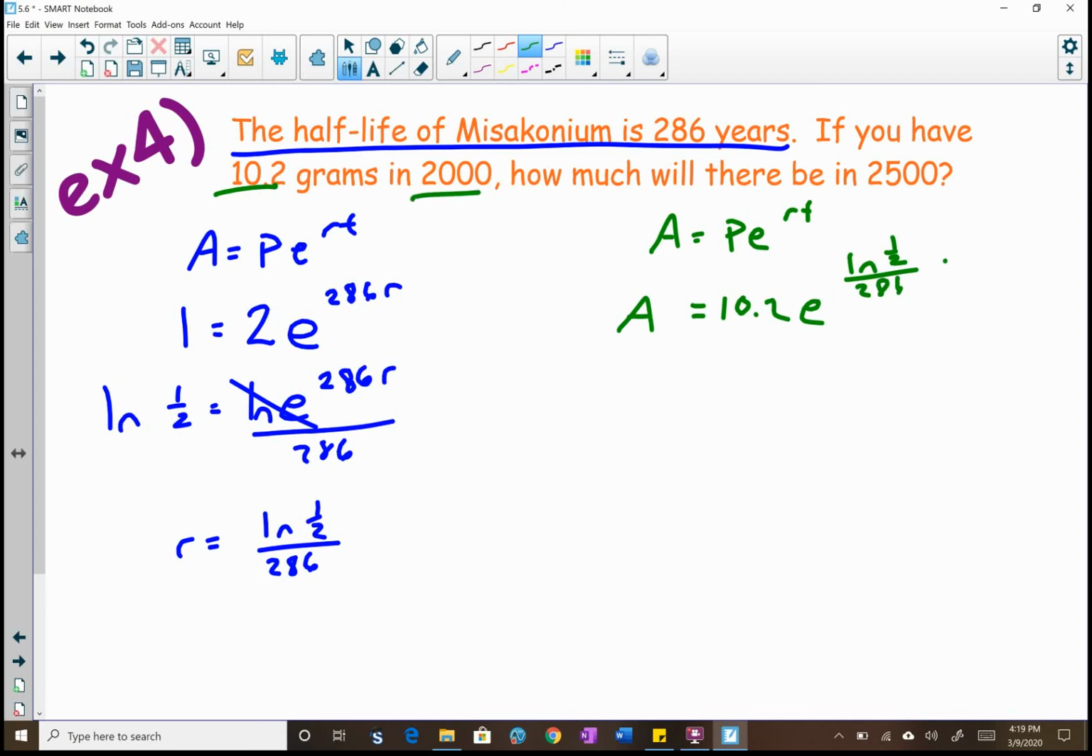Now time-wise, 2,000 to 2,500, 500 years. Now you have to be consistent. If I use years up here, I better be in years down here. So let's type that in. Before we do, it says how much will it be? We're talking grams, so that means 3 decimals. So everybody type that in.